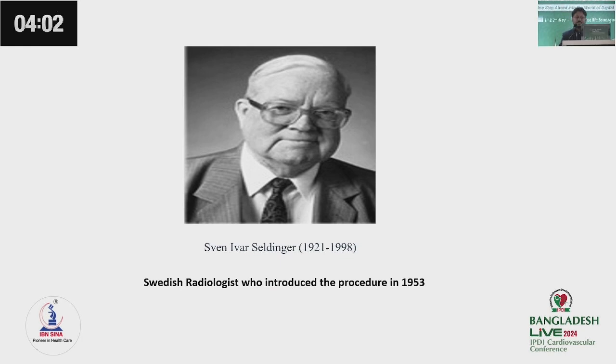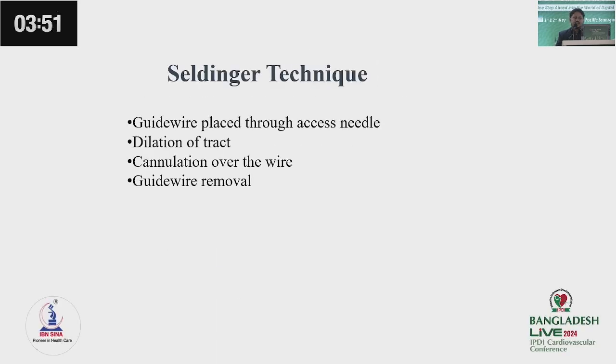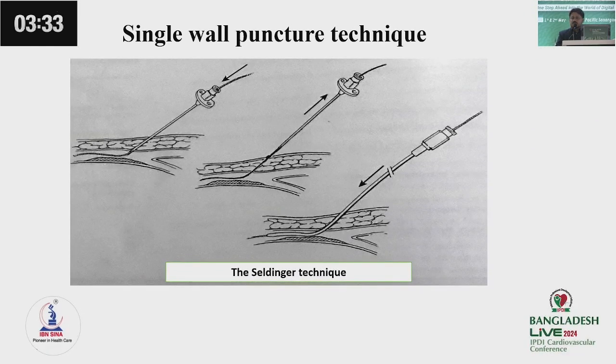This is the picture of Sven-Ivar Seldinger, a Swedish radiologist who introduced the procedure in 1953, which is known as Seldinger's technique. In Seldinger's technique, a guide wire is placed through an access needle, then the access track is dilated, cannulation is done over the wire, and after that the guide wire is removed. This is a pictorial showing the single wall puncture technique.